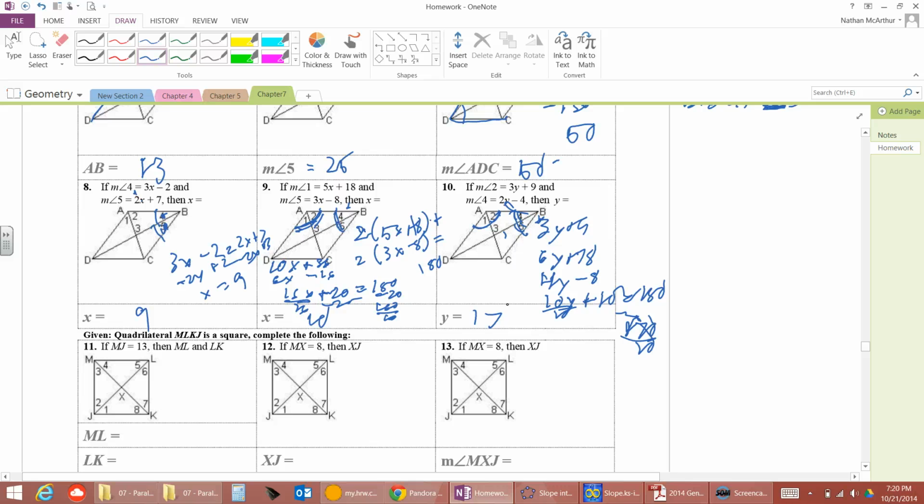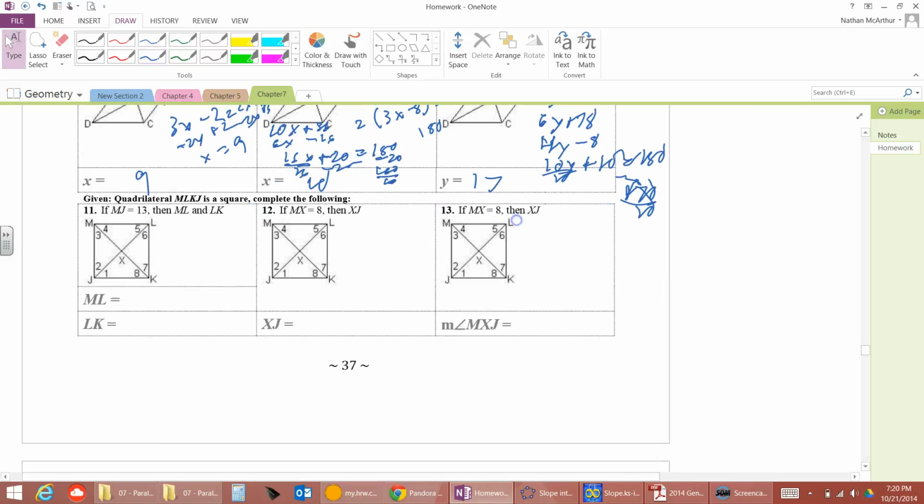Man, I gotta figure out how to fix this pen because it's driving me crazy.